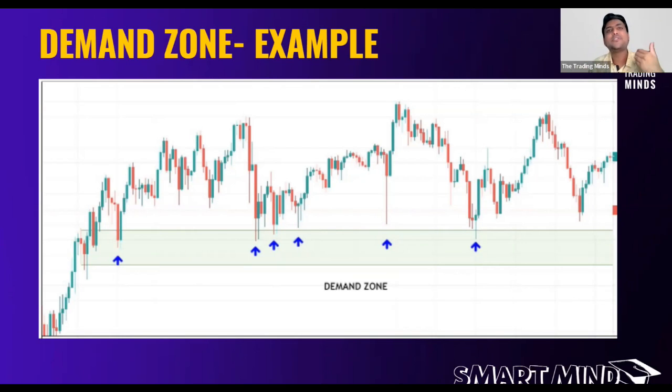You should look for 1:2 also, 1:3 also will work, because supply zone and demand zone work very effectively. We are not taking trades on smaller time frames; we are looking at a very big time frame like 1 hour, 15-minute time frame, then drawing the levels and then taking a trade.